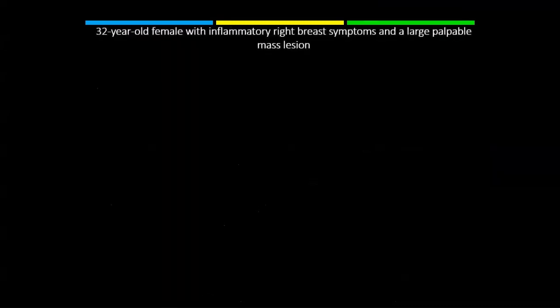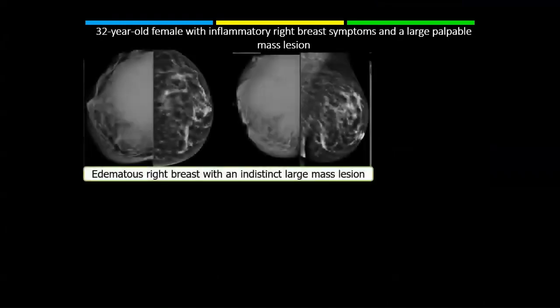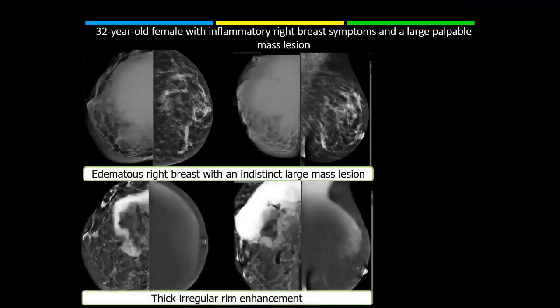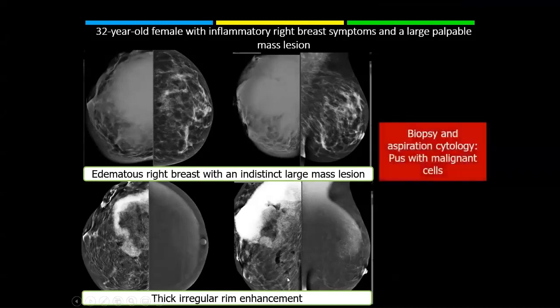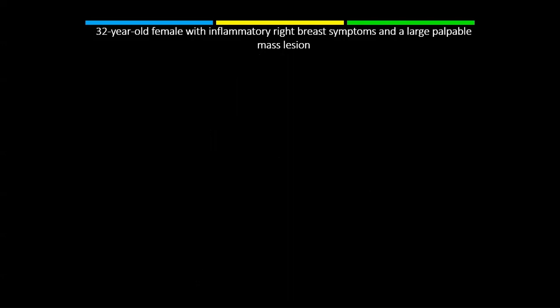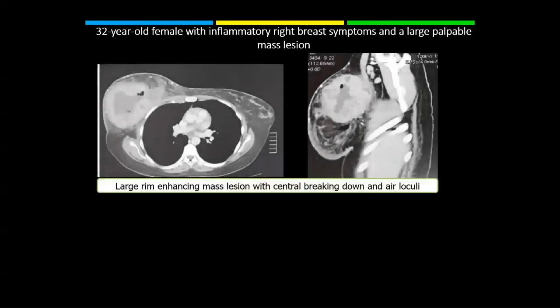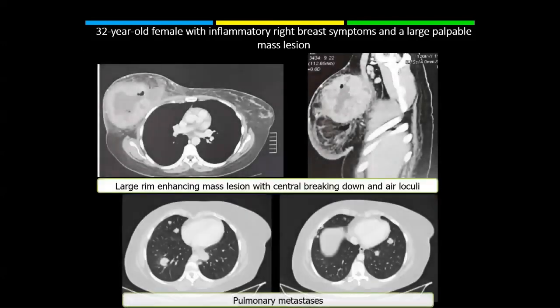This is another 32-year-old female with inflammatory right breast symptoms and a large palpable mass lesion. She had an edematous right breast with an indistinct large mass lesion. This was her contrast mammogram. It revealed an underlying thick, irregular rim-enhancing lesion. A biopsy was taken and aspiration cytology, and they both revealed that there was pus together with malignant cells within the lesion. This was her CT examination, and unfortunately, this patient was metastatic from the start, and this was a malignant breast abscess.